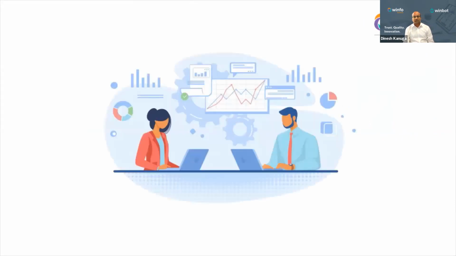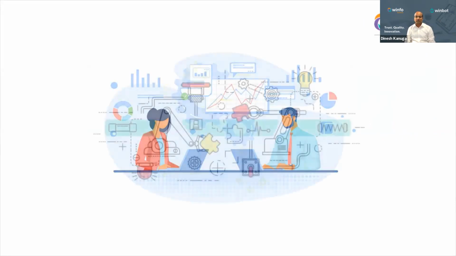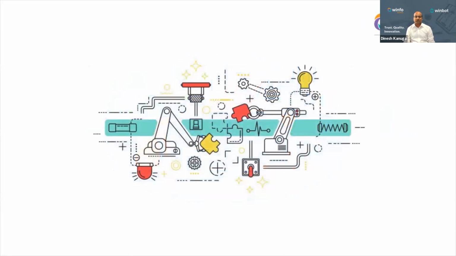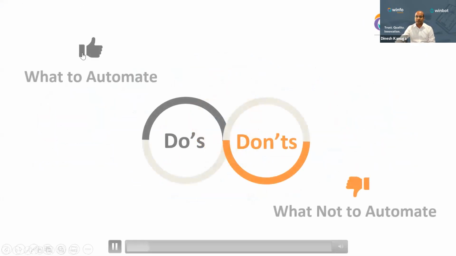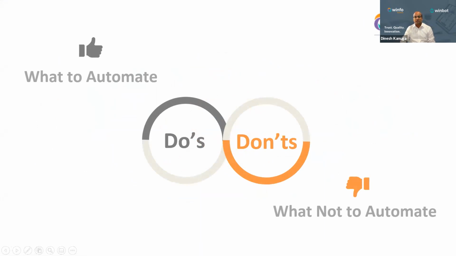Finance is a great example where automation fits well. From our experience, automation can improve efficiencies up to 73% while reducing costs and improving productivity by 69%. It is vital to know what to automate and what not to. As the saying goes, knowing is half the battle.